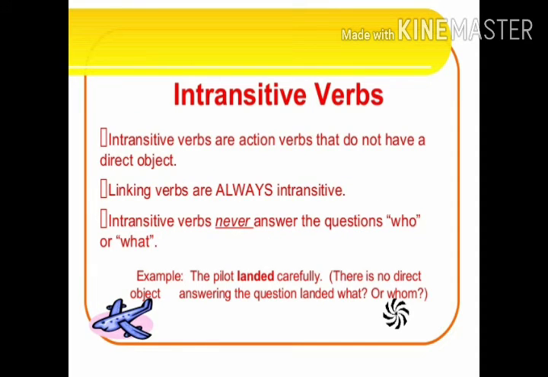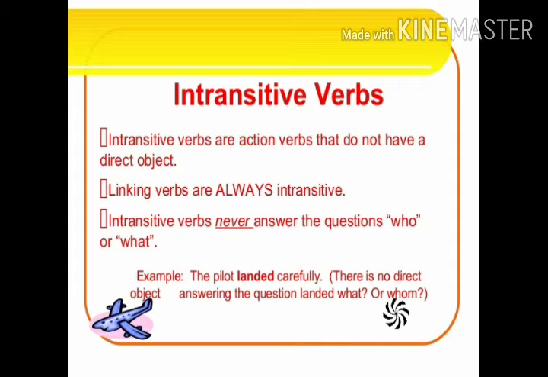Now we will see the intransitive verbs. Intransitive verbs are action verbs that do not have a direct object. So as we have seen, in a transitive verb there is a direct object, but in an intransitive verb there is no direct object. Linking verbs are always intransitive. Intransitive verbs never answer the question who or what. So as you have seen earlier, in a transitive verb we answer the question who, what or whom. But in an intransitive verb we never answer the question who or what.